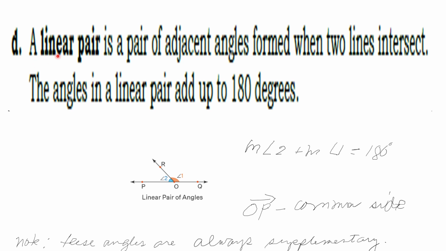Next pair is the linear pair, which is a pair of adjacent angles formed when two lines intersect. The angles in a linear pair add up to 180 degrees. An example is, in this figure, angle 2 and angle 1, when added, is equal to 180 degrees. So here, angle 2 and angle 1 share a common side, that is OR. So when two angles form a linear pair, these angles are always supplementary.